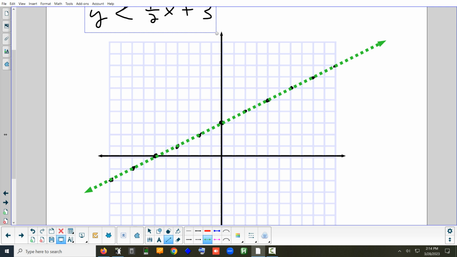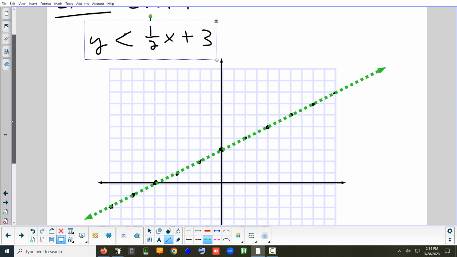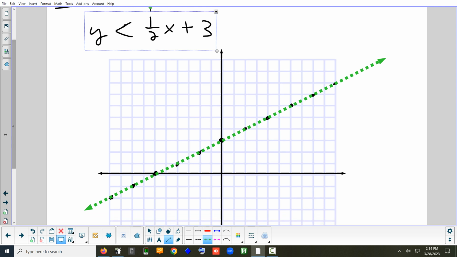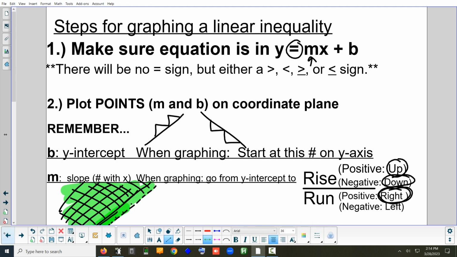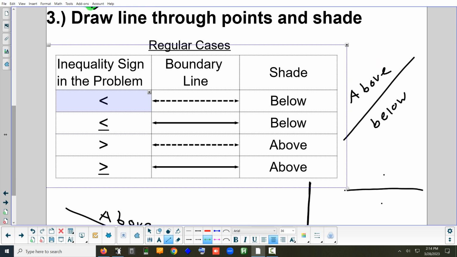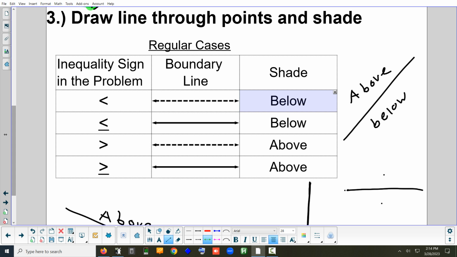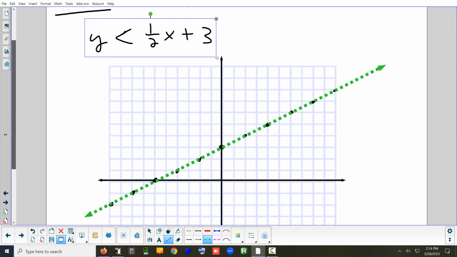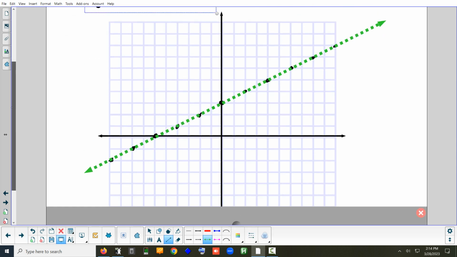One more thing I gotta do. Yep, we have to shade. Are we gonna shade above or below? Below, yes, because that's a less than symbol on the chart. Less than means to shade below. All right. So you guys can just draw some lines going down.